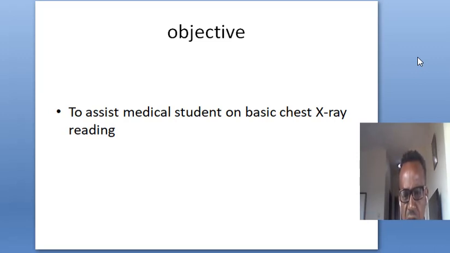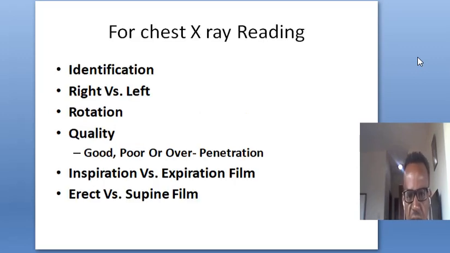So the objective of this video presentation is to assist the medical student with basic skills on how we read chest X-ray. So these are the contents. For chest X-ray reading, first we need to have a full identification of our patient: the age, sex, date of X-ray taken, the chart or medical registration number, and the diagnosis or possible complaints of the patient. So these are very important for reading of chest X-rays.